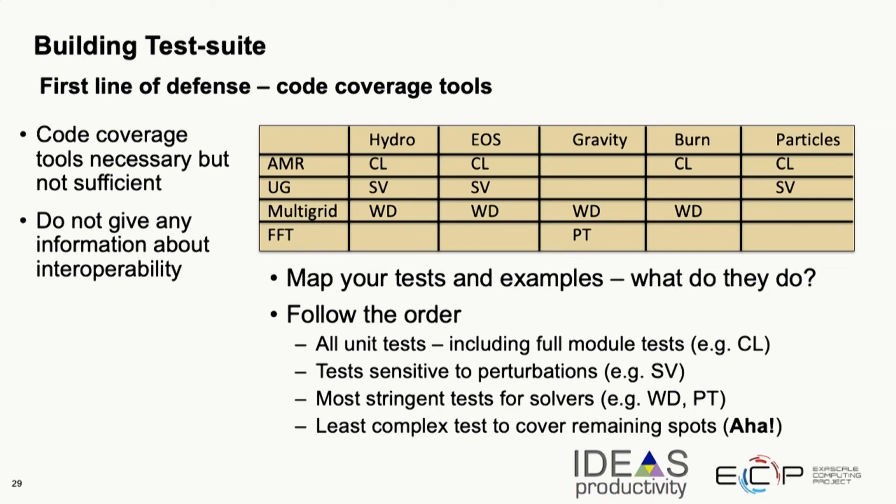In the next step, we pick the tests that are most stringent for certain types of solvers, which means they exercise them in ways that will exercise the corner cases, and then we pick the least complex tests that will cover the remaining parts of the matrix. So this is the methodology by which we build the test suite.